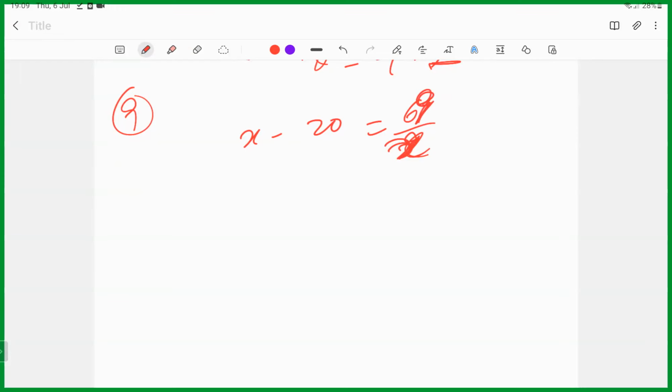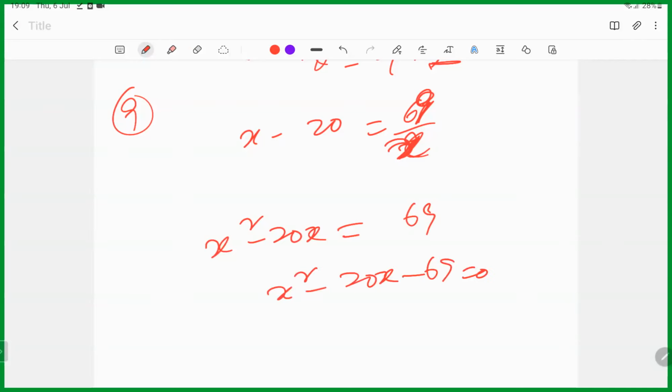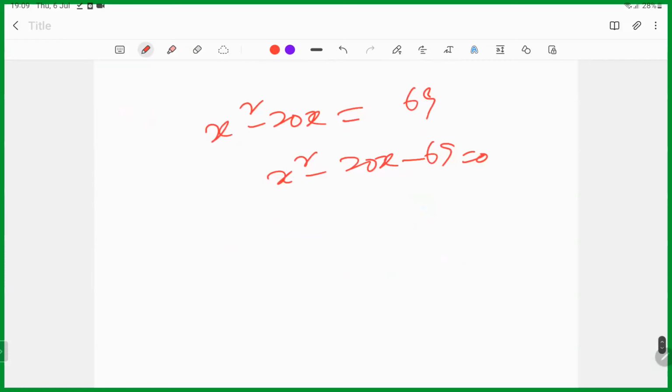Next, I want to have 69 by x, right? x square minus 20x minus 69 equal to 0. What are the middle terms? Quadratic equation only, no?